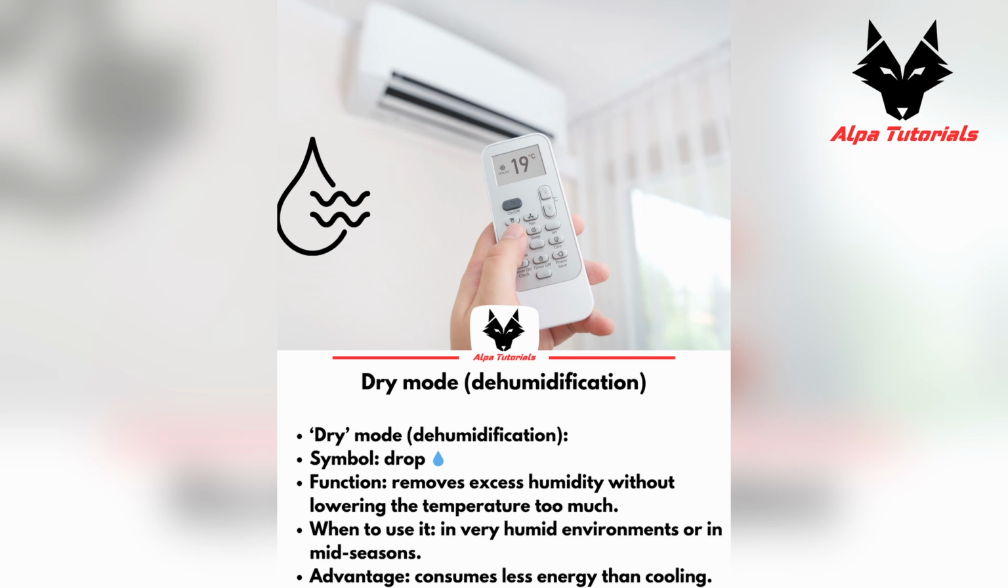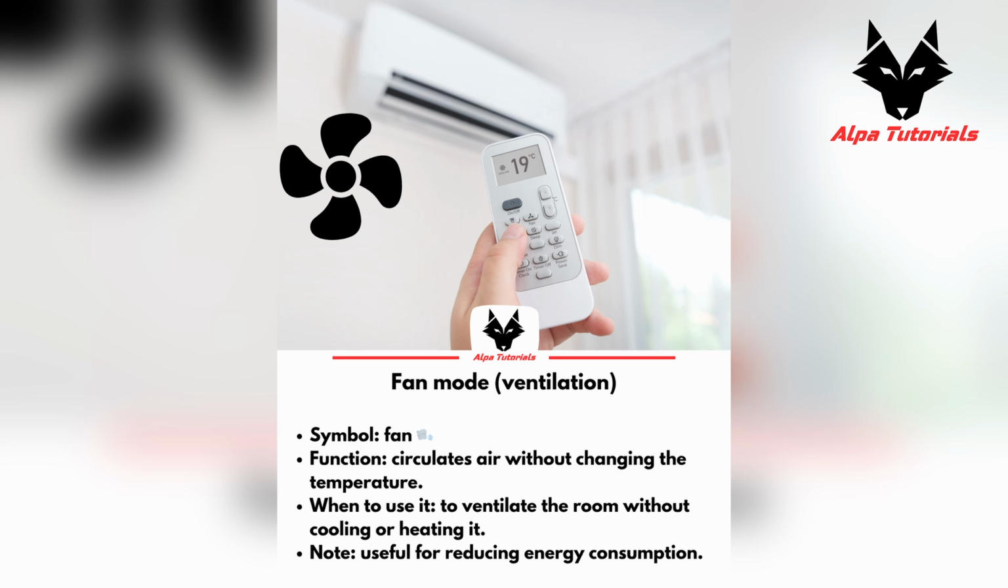Then there is the dry mode, symbolized by a drop of water. It is very useful in humid environments because it does not directly cool the air but reduces its humidity. This increases the feeling of well-being even at temperatures that are not too low and consumes less energy than the cool mode. The fan mode, often indicated by a fan, only activates ventilation without cooling or heating.